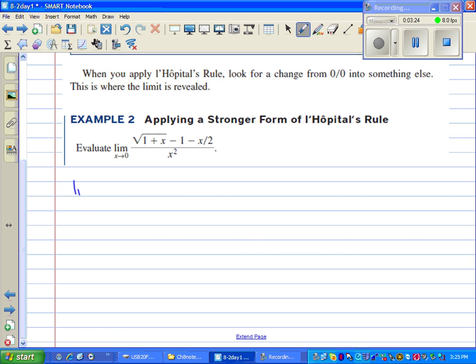We have the limit as x approaches 0 of this function. Now let's plug in 0. Let's see, we would have the square root of 1 plus 0 minus 1 minus 0 over 2, over 0 squared. Now we would get the square root of 1 minus 1. 0 over 2 is 0, over 0 squared. 0 squared is 0. And we would get 0 over 0. That is the indeterminate form. Let me erase this because now I'm going to run into my other work. We have the limit as x approaches 0.